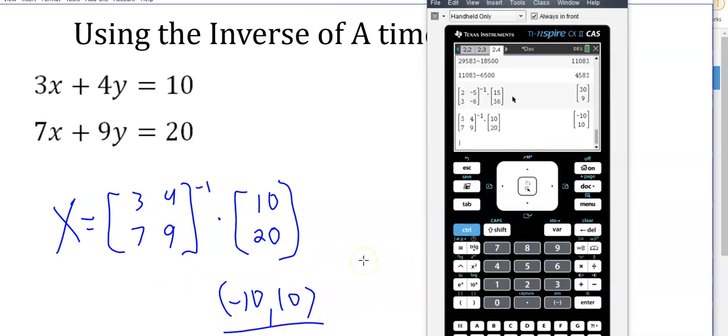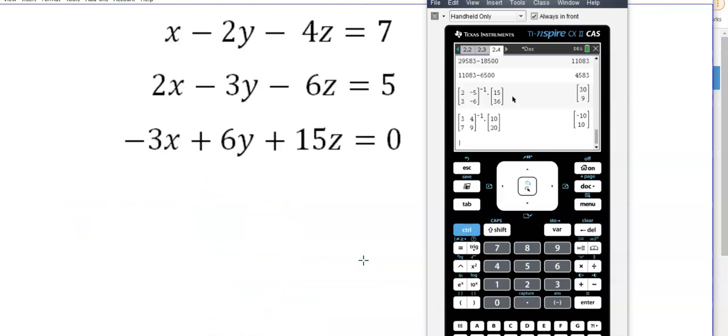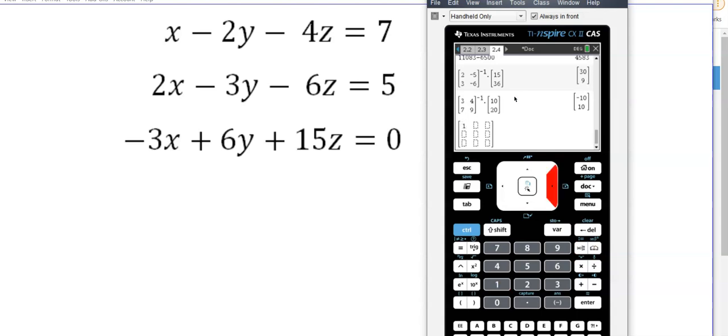The nice thing about this method, one nice thing besides it being really quick, is this. You can use it on 3 by 3 just as easily, so it works out very nicely. So this would be the constant matrix. There would be a 3 by 3. So I'm just going to default to 3 by 3. 1, negative 2, negative 4, 2, negative 3, negative 6, and negative 3, 6, and 15.